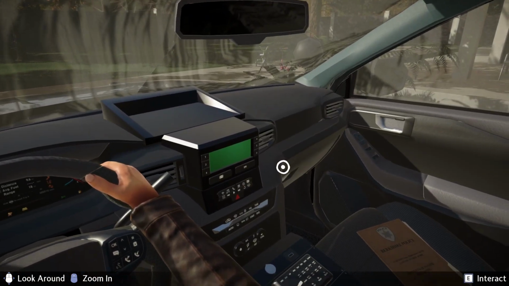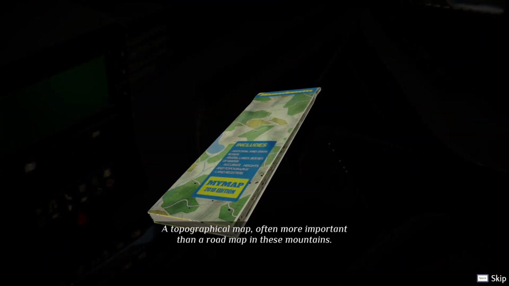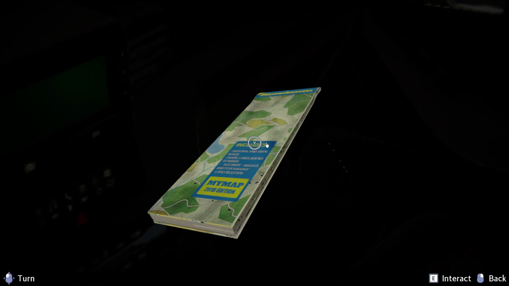Alright, so let's just check our locker. We have anything here? Okay, so that's the map. A topographical map, often more important than a road map in these mountains.